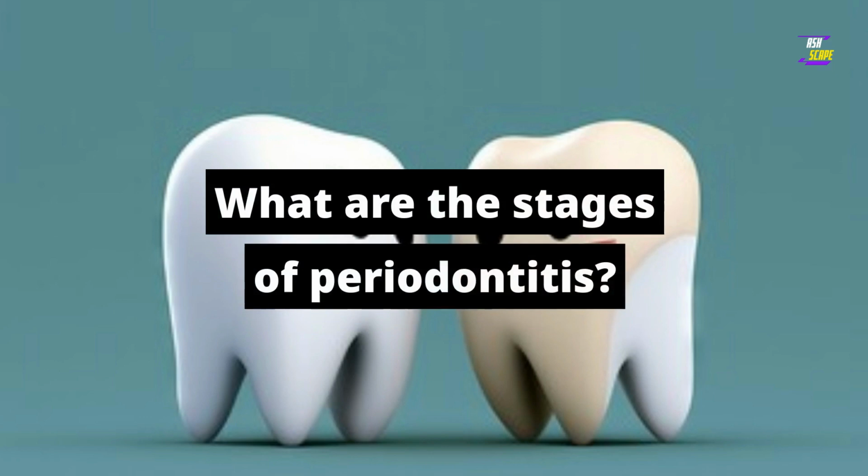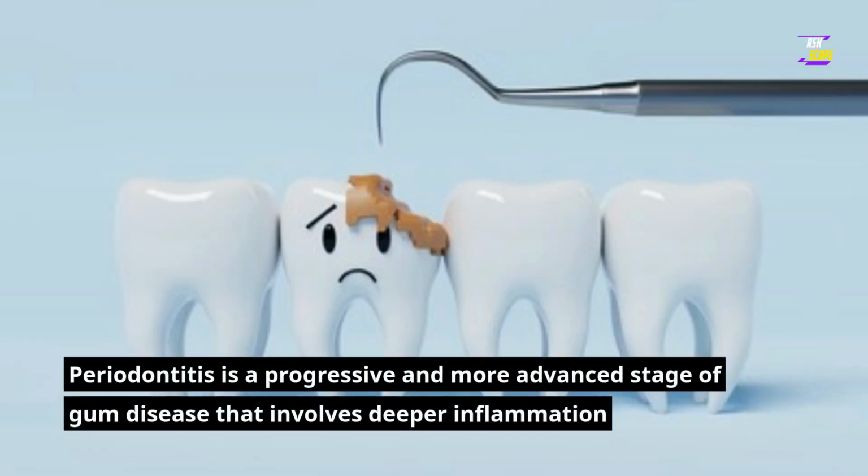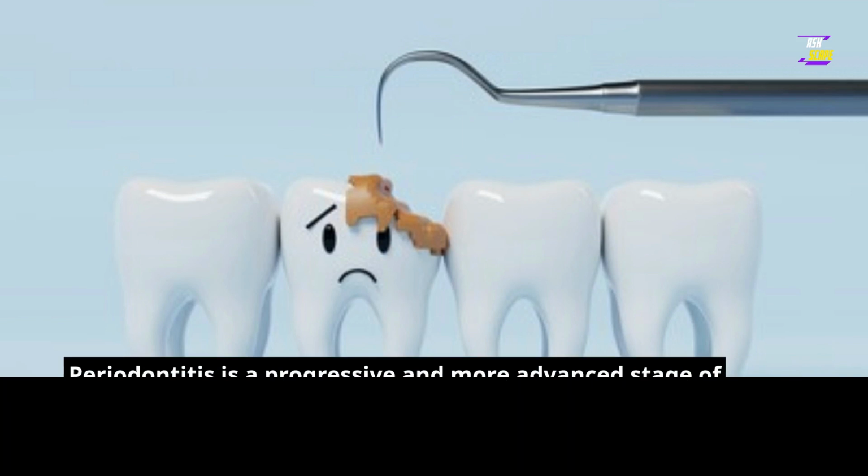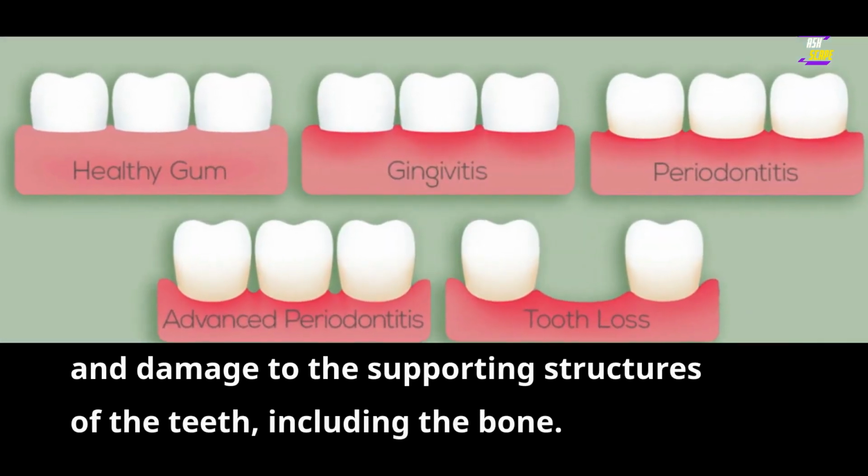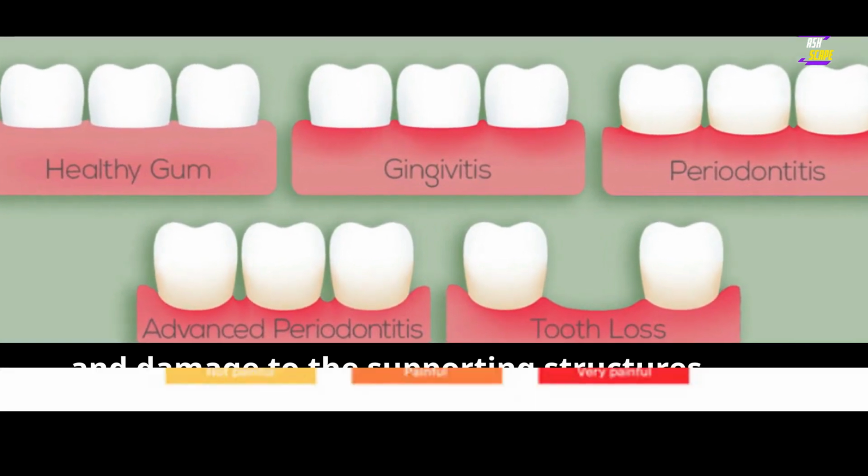What are the stages of periodontitis? Periodontitis is a progressive and more advanced stage of gum disease that involves deeper inflammation and damage to the supporting structures of the teeth, including the bone.